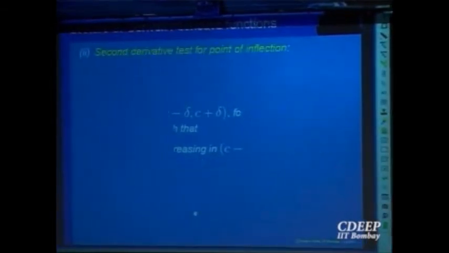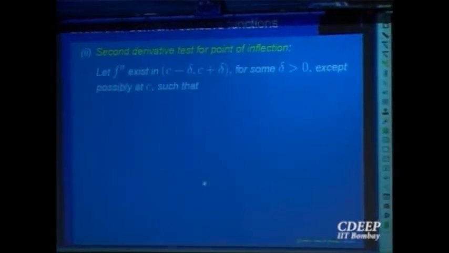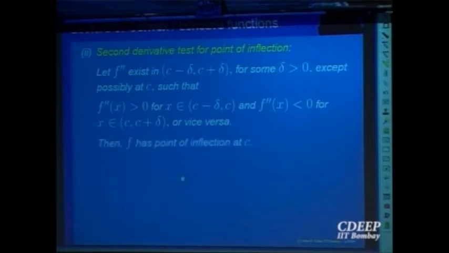And similarly, you can write down the second derivative test in view of the earlier one. f double prime exists in a neighborhood, maybe not at the point c, but the second derivative is strictly bigger than 0 on one side and strictly less than 0 on the other side, or the other way around. Then it is a point of inflection. So this is the second derivative test. For the second derivative test, you just have to analyze whether the second derivative is positive in an interval around that point on the right or on the left, and on the other side it should be opposite. Then this is a point of inflection.